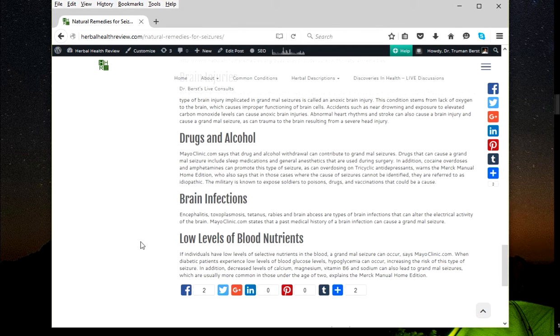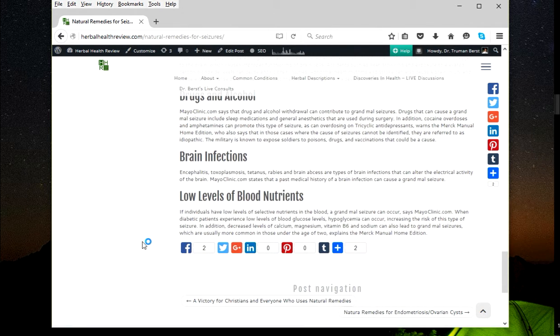And finally and lastly, low-level blood nutrients. If individuals have low levels of selective nutrients in the blood, a grand mal seizure can occur, says the Mayo Clinic. When diabetic patients experience low levels of blood glucose, hypoglycemia can occur, increasing the risk of this type of seizure. And in addition, decreased levels of calcium, magnesium, vitamin B6, and sodium can also lead to grand mal seizures.